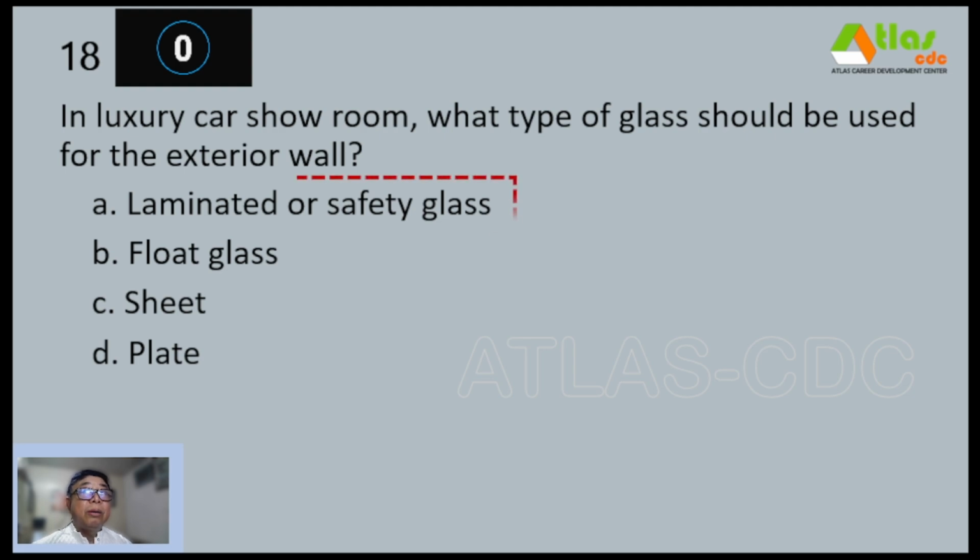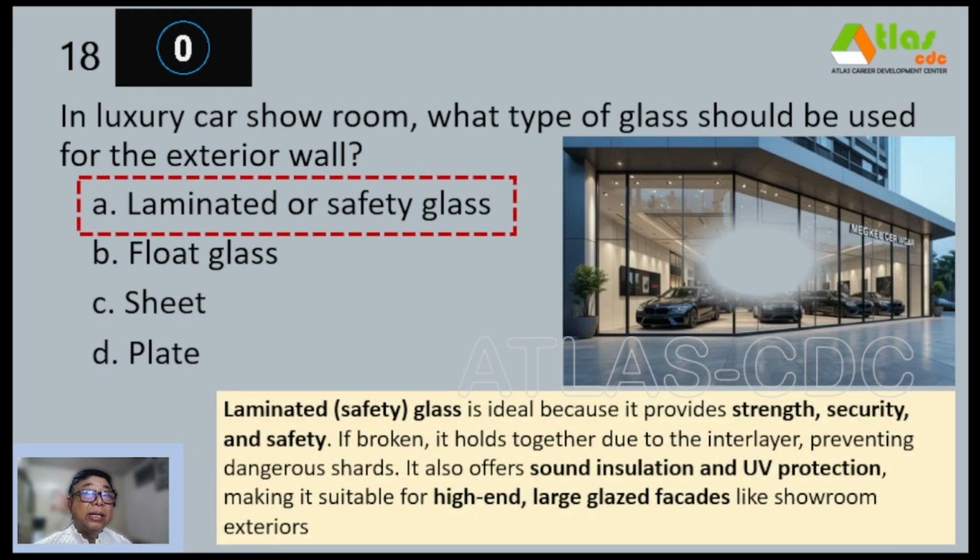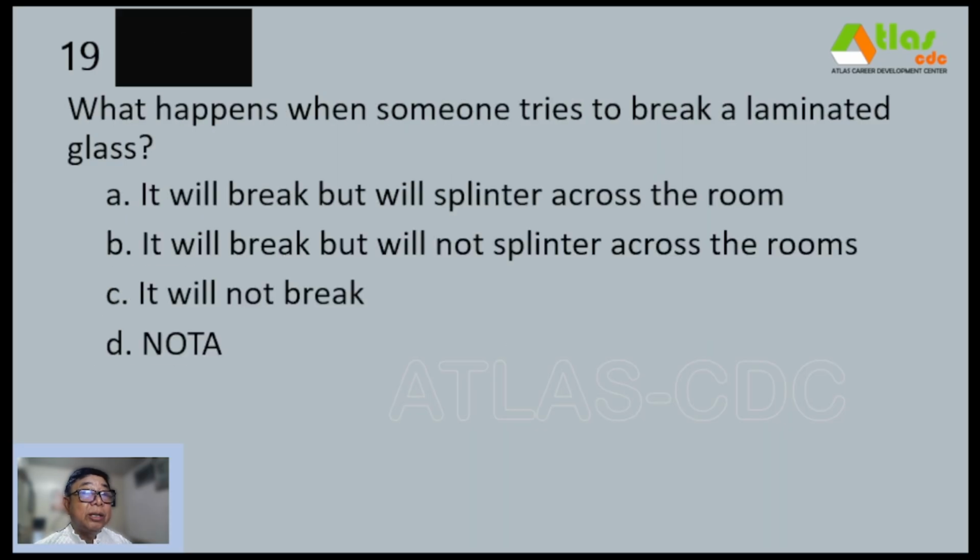And our correct answer is letter A, laminated or safety glass. So laminated or safety glass is ideal because it provides strength, security, and safety. If broken, it holds together due to the interlayer, preventing dangerous shards. It also offers sound insulation and UV protection, making it suitable for high-end, large glazed facades like showroom exteriors.